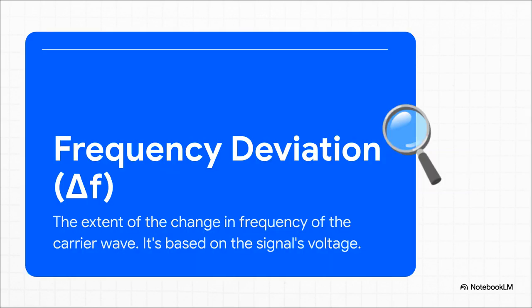Now, there's a technical term for this change, and engineers call it frequency deviation. It's really just a way to measure how much the carrier's frequency shifts away from its normal resting speed. A louder sound, which has a higher voltage, creates a bigger shift, a larger frequency deviation. It's a really direct one-to-one relationship.